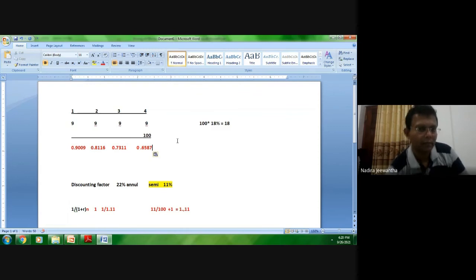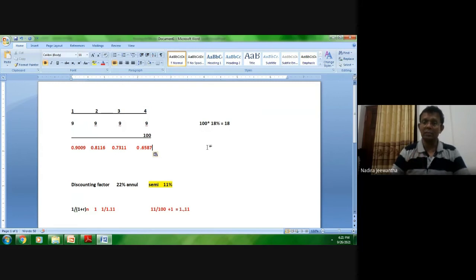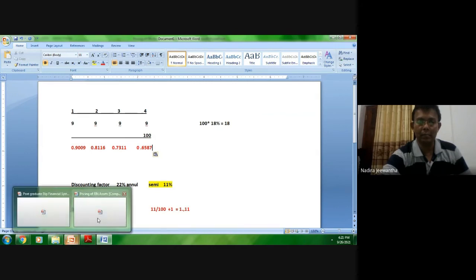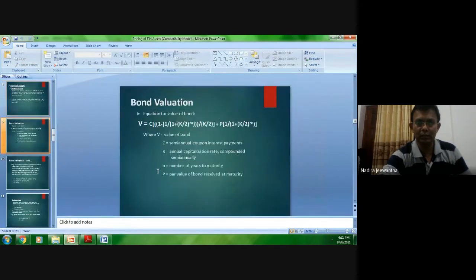This is how you calculate the treasury bond pricing. This is important, right? Now, any question you have? Understood, right? Now, I want to tell you one special thing before we wind up this discussion.